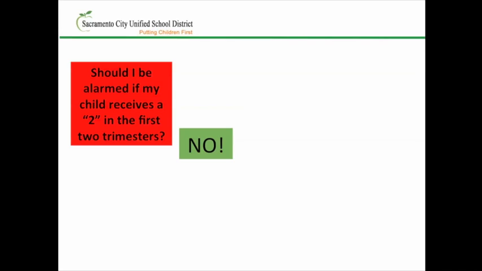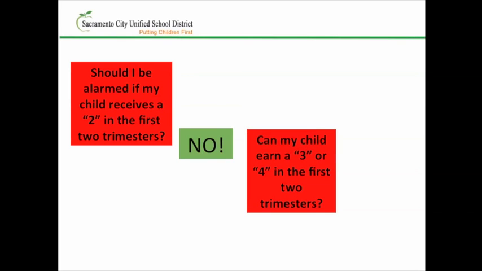Another question that is asked is, can my child receive a 3 or 4 in the first 2 trimesters? While this should be a rare occurrence, it is possible for a student to score a 3 or 4 in the first trimester. The student can earn a 3 if their work consistently demonstrates that they have fully mastered the grade level standards. A student earns a mark of 4 if he or she is consistently working at the level of expectation of the next grade level standards. Again, these marks are not expected in the first or second trimesters, but may occur.